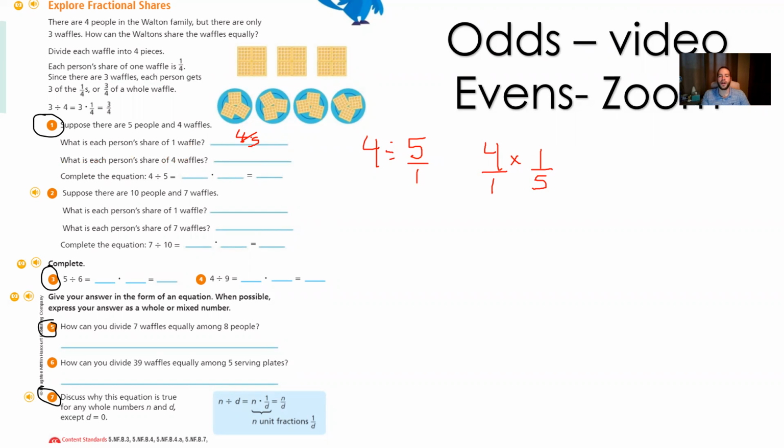Oh, sorry. All right. Oh man, read everything. 4/5 would be our share of 4 waffles. If we just looked at one of those waffles, right? One waffle divided by 5 people is 1/5. So that answer is 1/5. This answer is 4/5. And they want to see if we know how to keep, change, flip. So you keep 4 the same. You change the sign from division to multiplication. And then you flip the 5 into 1/5. And then you multiply across. And you get 4/5. Cool.